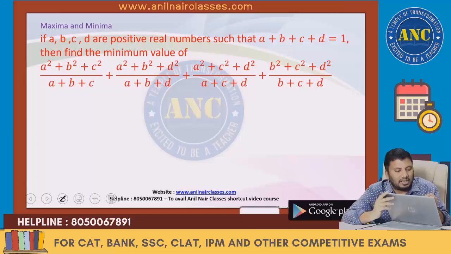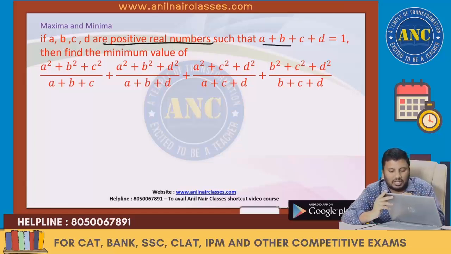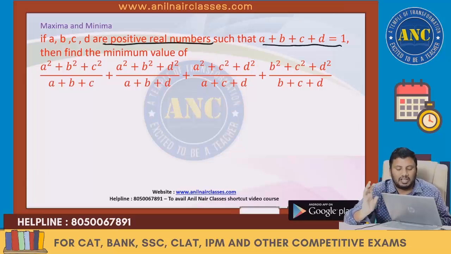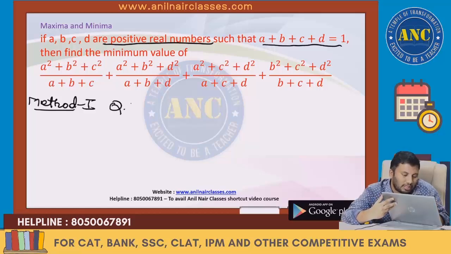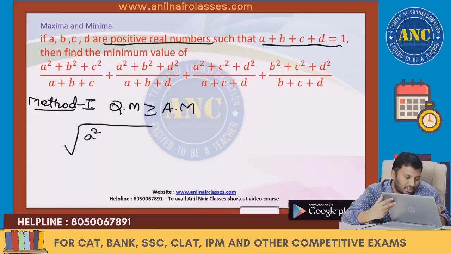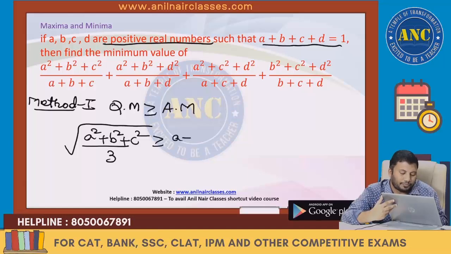If a, b, c, d are positive real numbers such that a plus b plus c plus d is 1. Sum is given. Sum of the squares is given. So we can apply method 1, which is quartile mean is greater than or equivalent to arithmetic mean. Quartile mean, if I take for a, b, c: a square plus b square plus c square by 3 greater than or equivalent to a plus b plus c by 3.